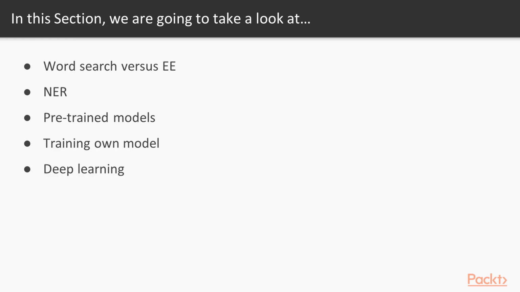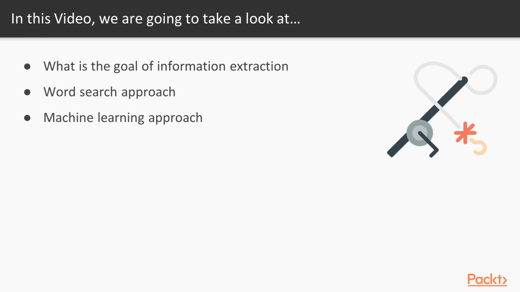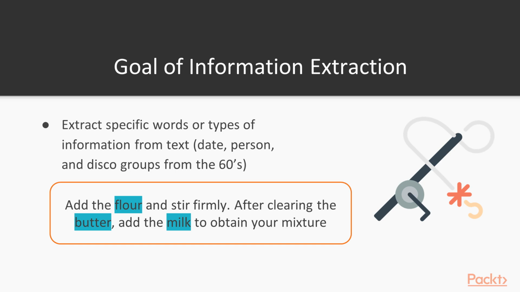Now, this course is not a deep learning course, but since a lot of amazing advances have been made with deep learning and neural network architectures for NLP, we have one video as well on the current state of it for named entity recognition. So, let's get cracking with the first topic, word search versus entity extraction, where we will give a general goal statement of information extraction and see how a simple word search approach differs from a machine learning based approach.